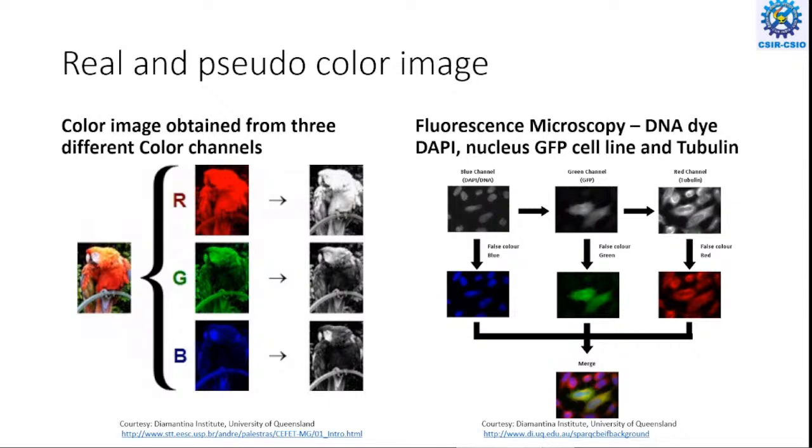On the other side, you see fluorescent microscopy, where DNA dye, GFP cell line, and tubulin are used. Blue channel, green channel, and red channel are used, and they are falsely colored. On the left side, it is true color, where we are extracting the red, green, and blue. On the right side, we are putting false colors to generate a color image. Those three channels are combined to get a merged image in fluorescent microscopy.